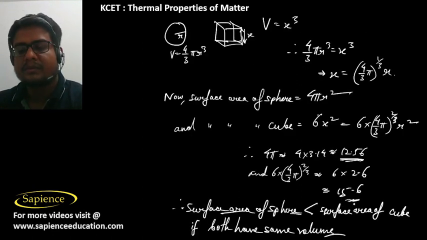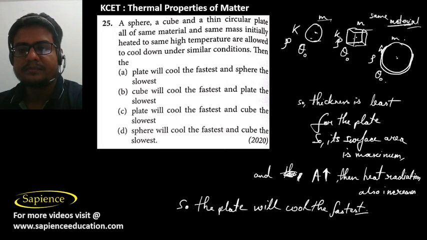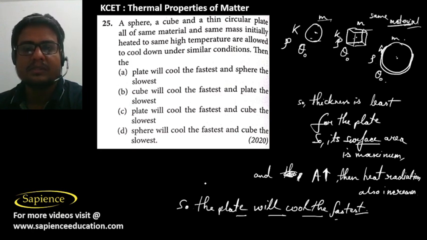And since the surface area of the plate is the highest, the plate will cool down the fastest. So the plate the fastest and the sphere the slowest. So option A is the correct answer.